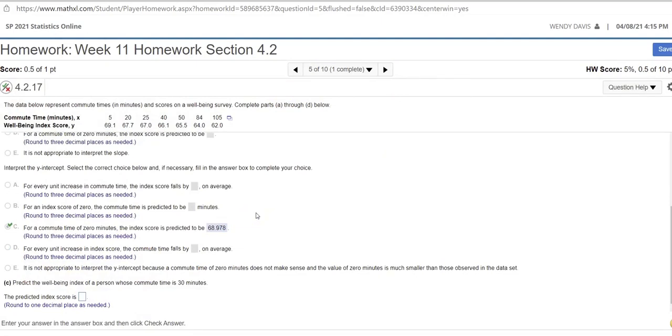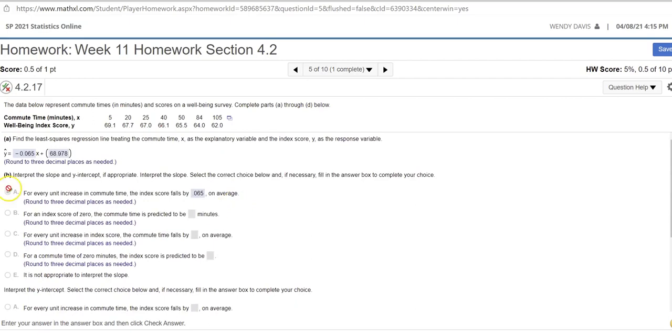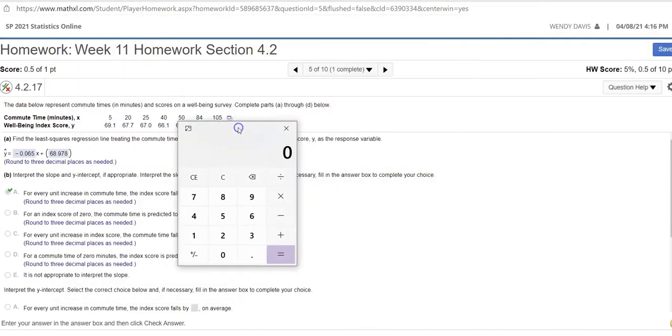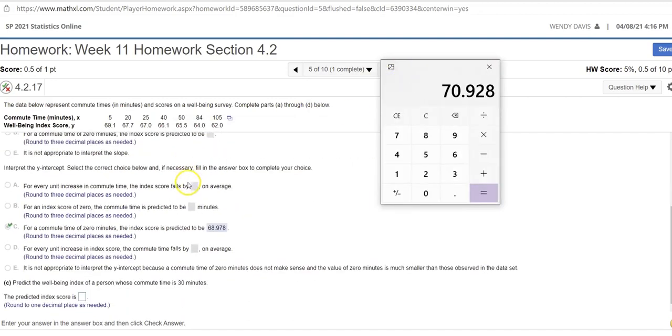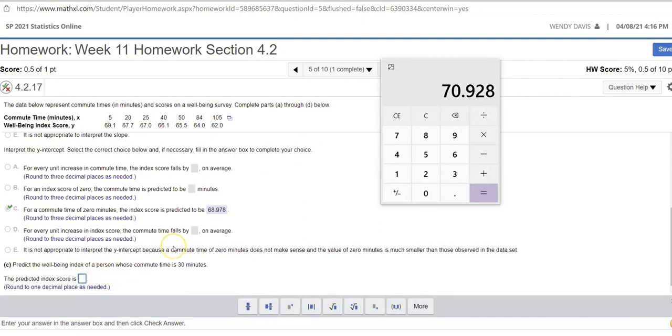Predict the well-being of a person whose commute time is 30 minutes. So that means I'm going to put 30 in for x, and that will be the value predicted. Okay. So I'm going to say negative 0.065 times 30 and plus 68.978. I'm plugging 30 in for x because 30 is commute time. So I get 70.928. Round to 1 decimal place, so 70.9.